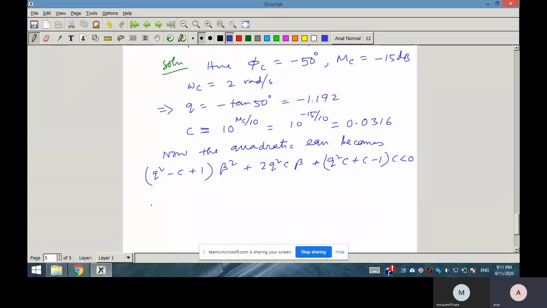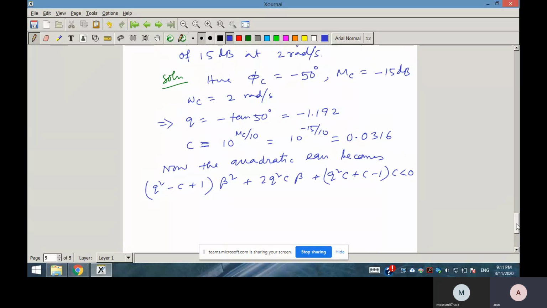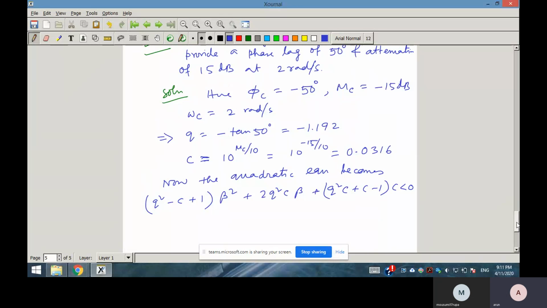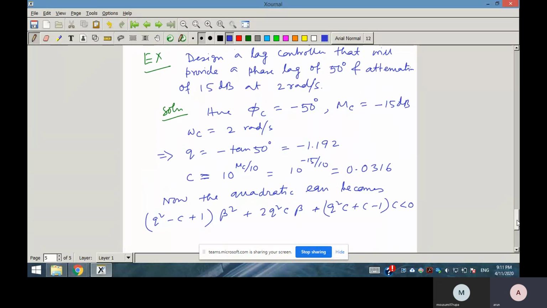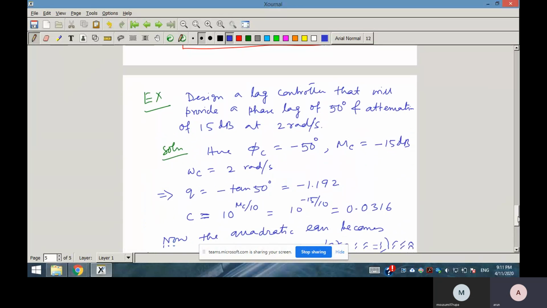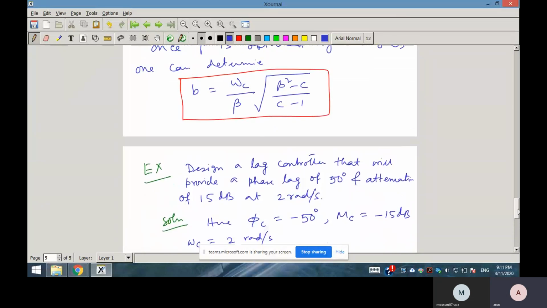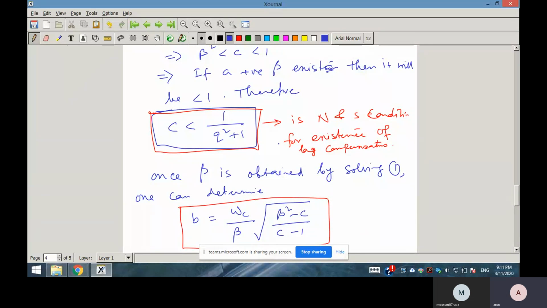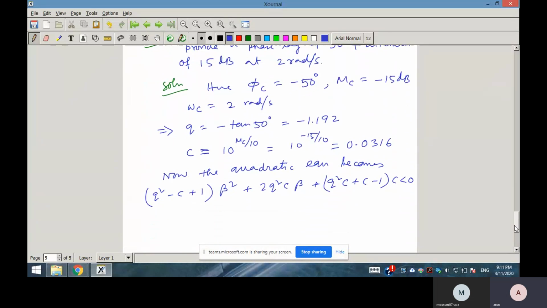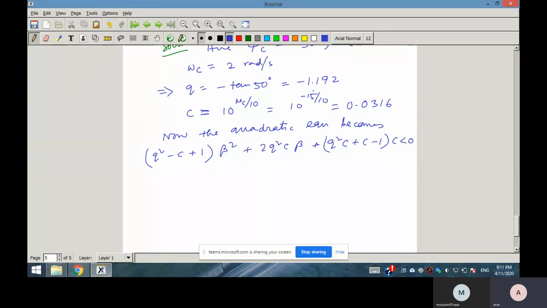Before solving for beta, we'll just check whether, with the triple of phi c, Mc and omega c given, we can design the lag controller at all or not. That means whether this condition is satisfied or not: c less than 1 divided by q square plus 1.